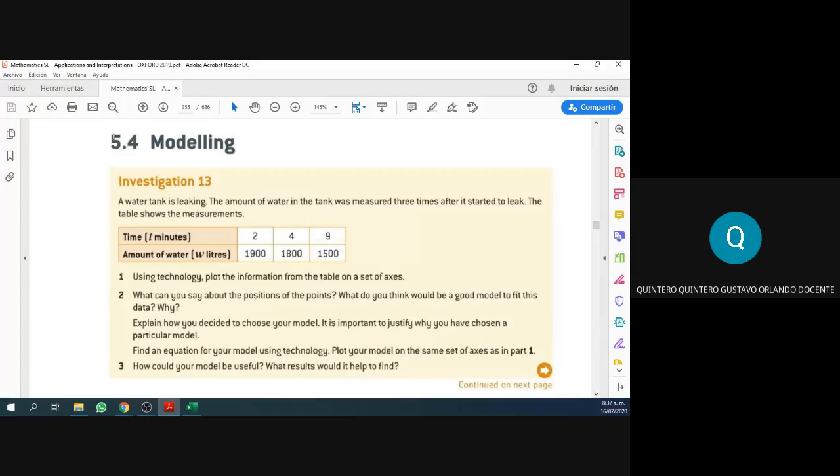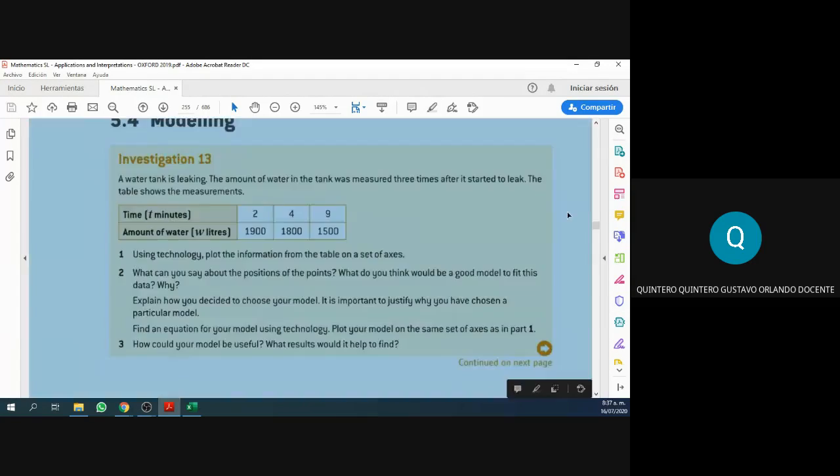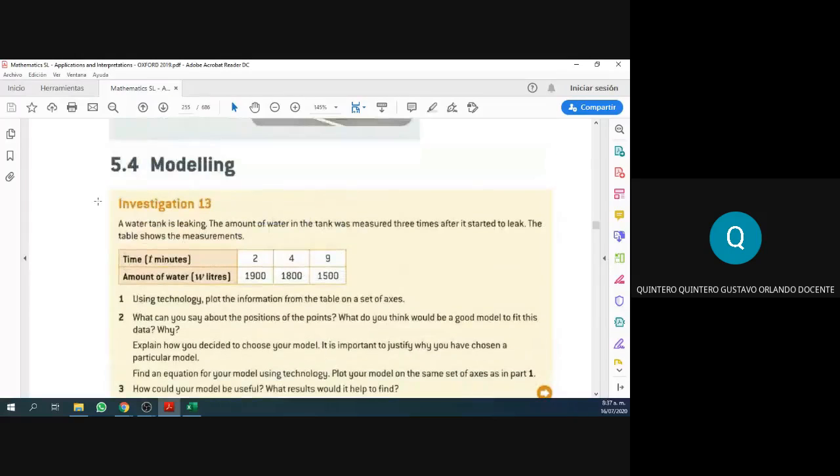Explanation is mostly gonna be from the book, all right? From the book. But if I have to jump into the board, I will do that. All right, let's begin with modeling.